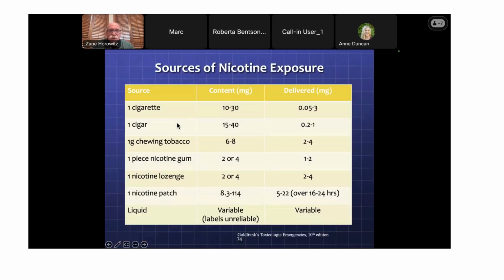This is how much nicotine is in a variety of products. A single cigarette has maybe 30 milligrams. A nicotine lozenge has a couple of milligrams. Nicotine gum, similarly. But the liquid is variable. It can be upwards of 50 to 100 milligrams for a small amount to fill the chamber of a vaping device.